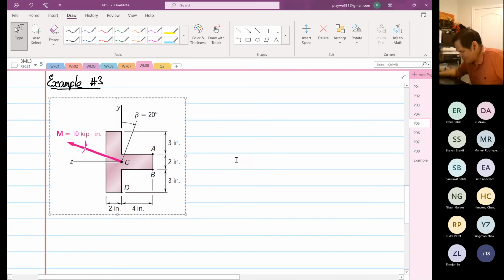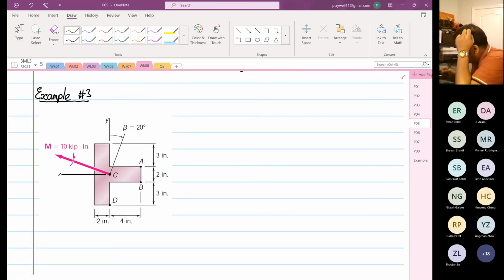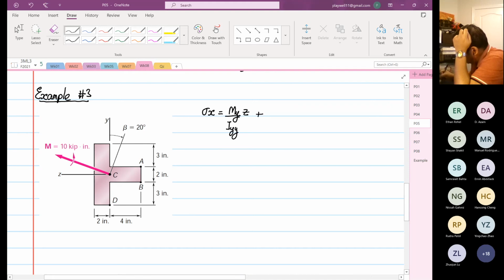So this is an example of unsymmetrical loading. The first thing we have to do now: I'm going to write up the formula. The formula we're going to apply is stress sigma x is equal to My over Iyy multiplied by z, plus Mz over Izz multiplied by y. I'm going to put the minus down here. Just follow the textbook in terms of formula, but don't worry about the plus or minus.